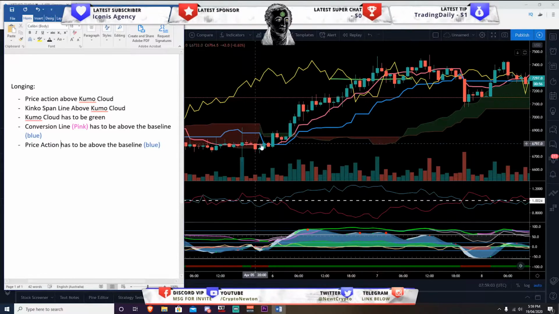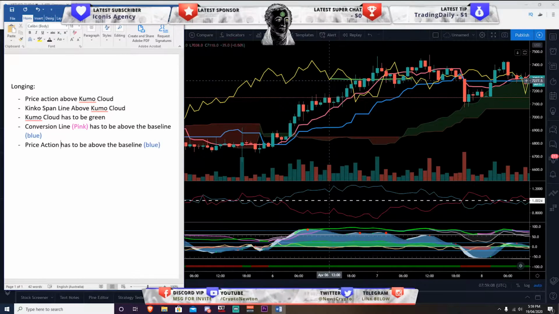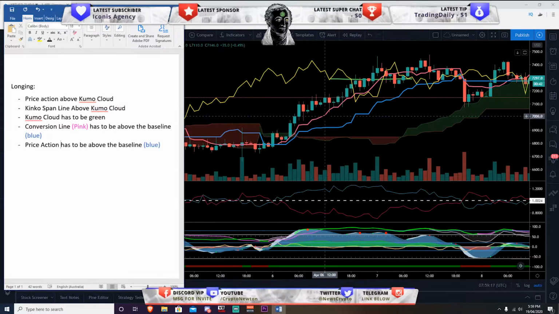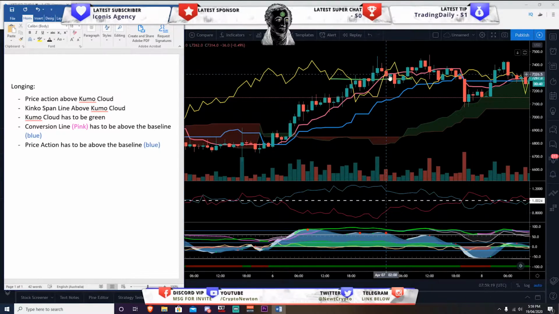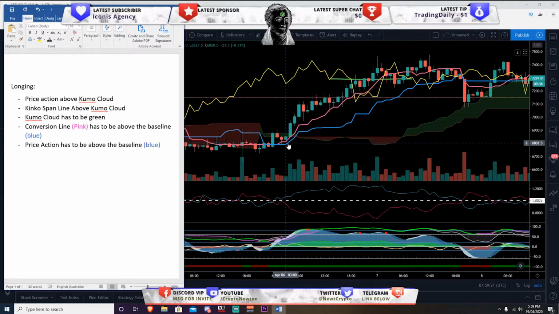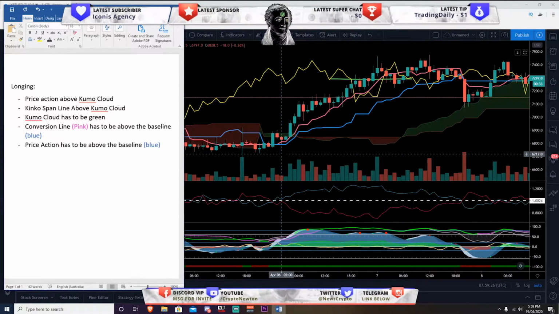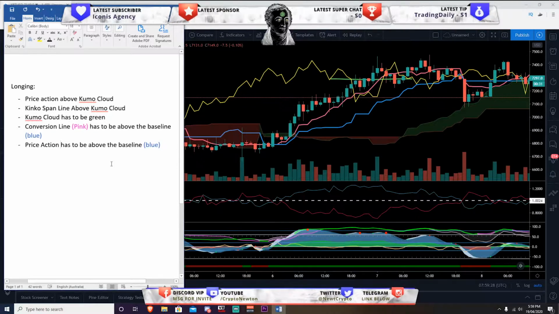I want price action above the Kumo cloud. It is above the Kumo cloud. The Kinko span line, being the yellow line, above the Kumo cloud. The Kumo cloud has to be green, which it is. The conversion line pink has to be above the baseline blue. The conversion line pink, this one, kind of supporting the price action or right under it, is above the baseline, which is the blue line right here. So that's called the baseline. You will get used to these as we talk about it. And the price action has to be above the baseline blue.